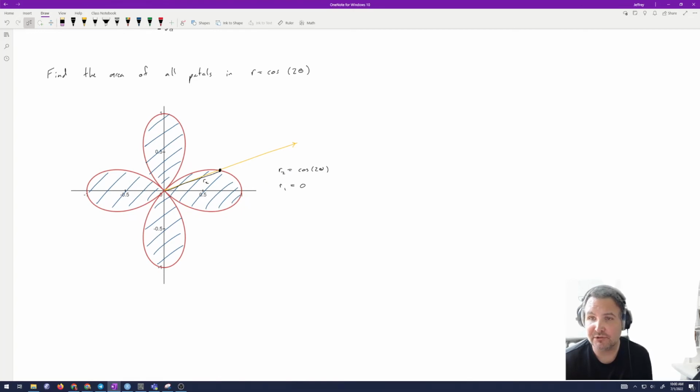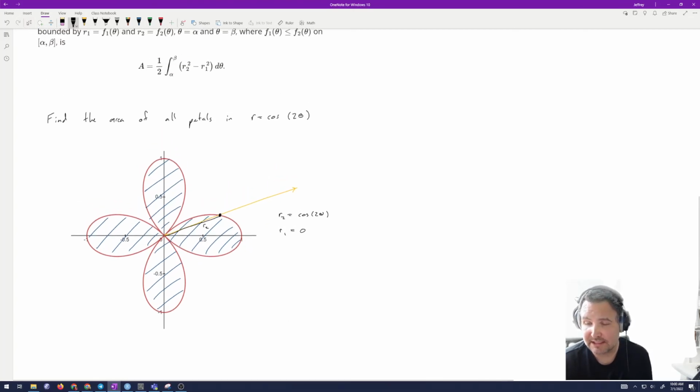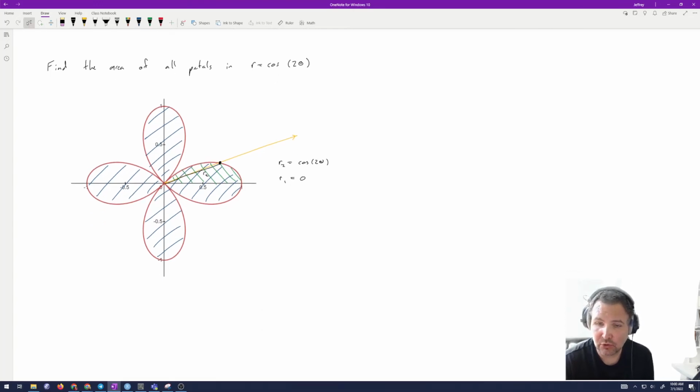So I'm going to do a trick and use symmetry. You can see that if we found the area of just a half of one of these petals, just like this, and we doubled it, we get one petal, and times 4, we get all of them. So 8 of those will be the area of everything. So I'm going to use that. The whole area of the entire thing is 8 times the area of one of those petals.